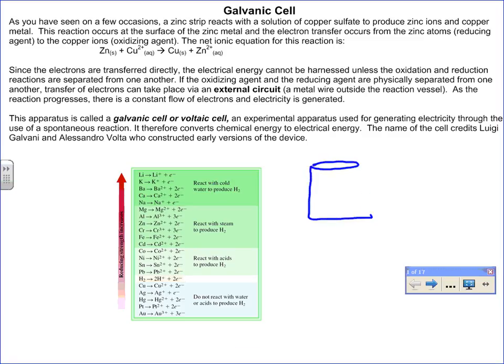So for example, if I have a container of copper nitrate or sulfate solution, and I put a zinc bar into that solution, what's going to happen is a redox reaction. The copper ions will gain electrons from the zinc atoms, and the zinc atoms will go into the solution while the copper atoms will adhere to the surface of the zinc.